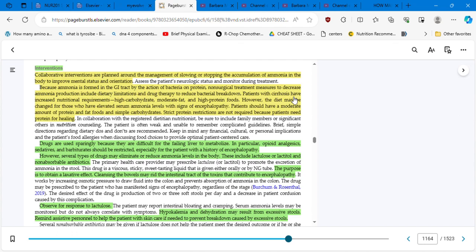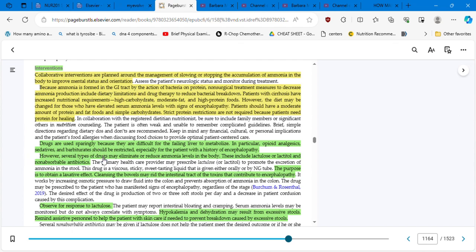Patients with cirrhosis have increased nutritional requirements: high carbohydrate, moderate fat, and high protein foods. However, the diet may be changed for those who have elevated serum ammonia levels with signs of encephalopathy. Patients should have a moderate amount of protein and fat foods and simple carbohydrates. Strict protein restrictions are not required because patients need protein for healing.